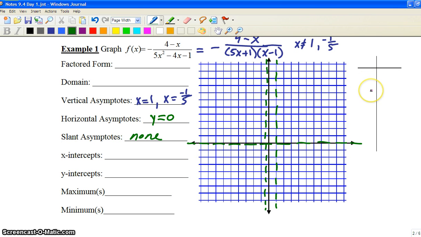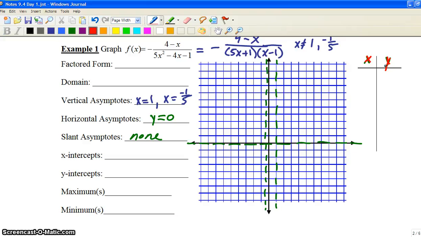We go to the table to try to get an idea of what you need. From the table, I want you guys to pick 2 values to the left of each vertical asymptote and 2 values to the right of each vertical asymptote, with the exception of the fact if you're between 2 vertical asymptotes, I want 3 total points there.